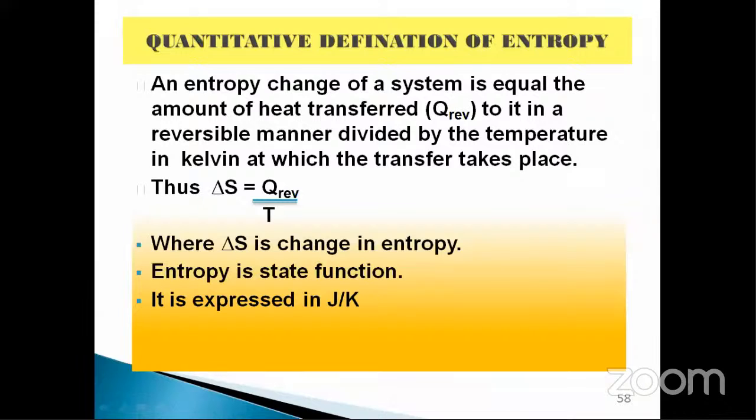Quantitative definition of the entropy. An entropy change of the system is equal to the amount of heat transferred. Heat आपण denote करतो Q ने. In the reversible manner, means this Q reversible, in a reversible manner divided by the temperature in Kelvin. म्हणजेच डेल्टा एस जो काही एंट्रॉपी मध्ये चेंज होणार आहे तो आपल्याला जर काढायचा असेल तर it can be determined with the help of this formula. Delta S is equal to Q reversible divided by T, that is the temperature in Kelvin.